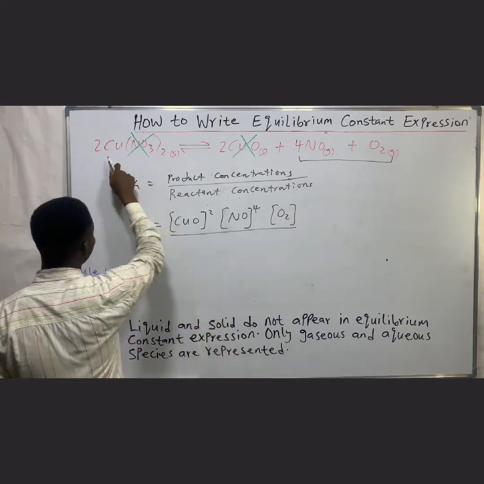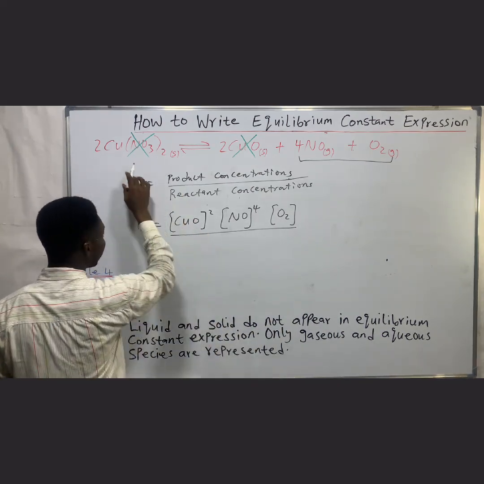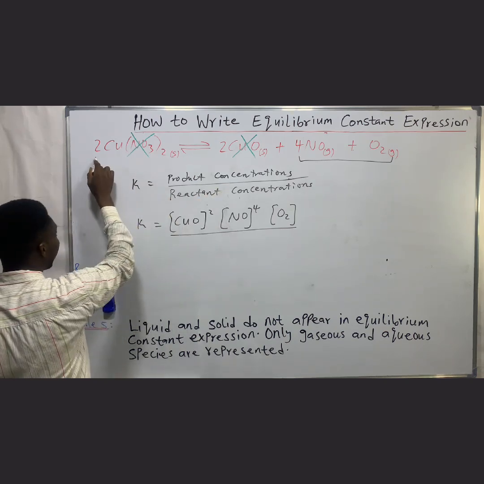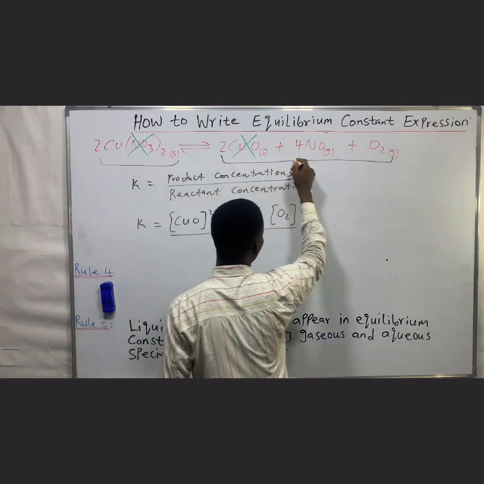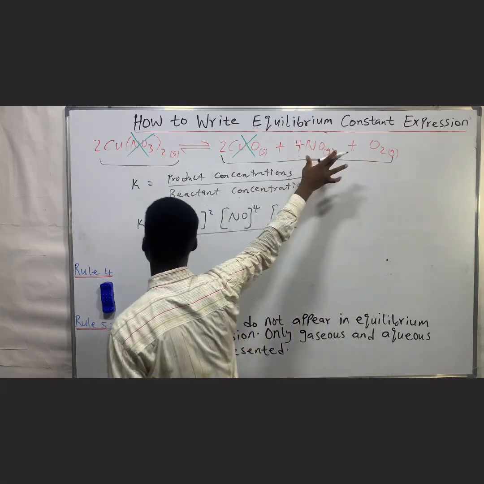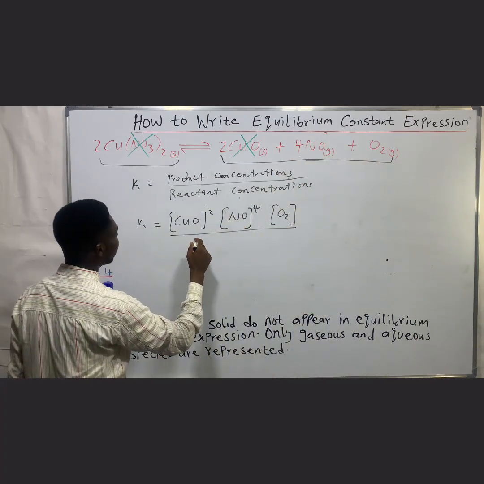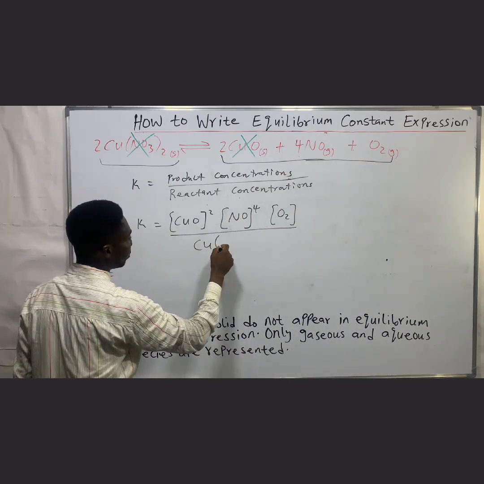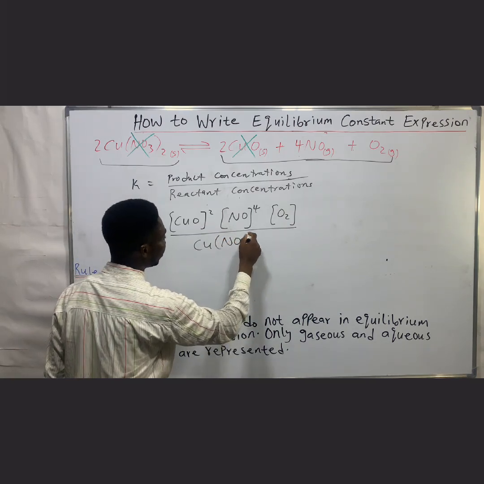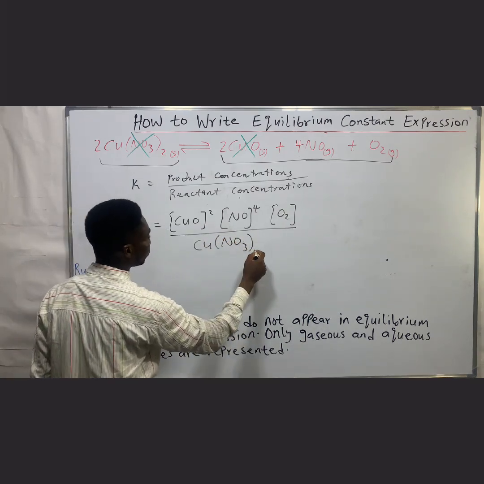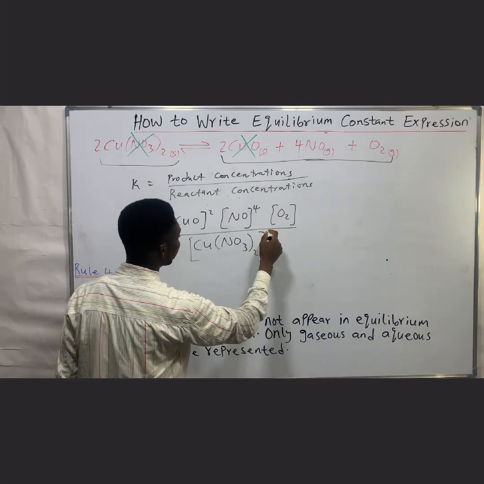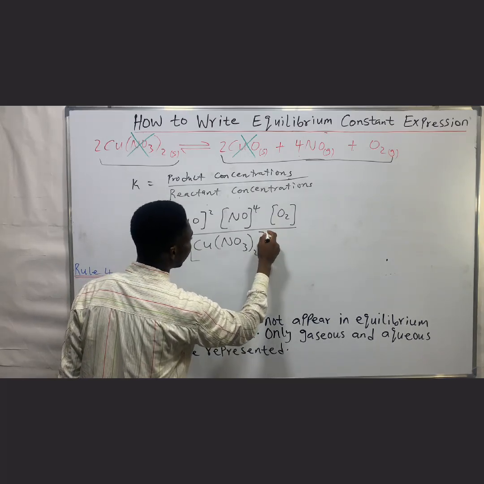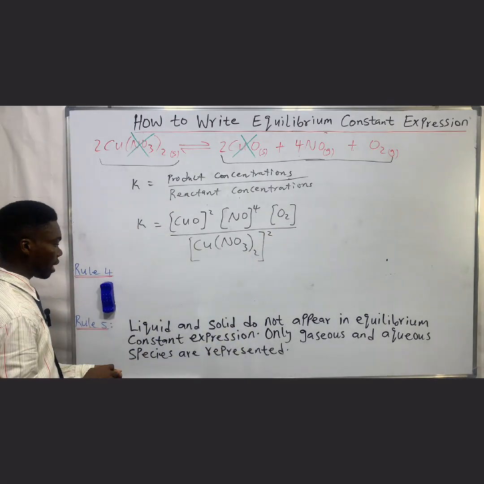what? Then this is the reactant concentration, right? This is the reactant concentration. These are the product concentration. So I will put CuO, NO3, then raised to power 2. Okay. So this is basically what we do, right?